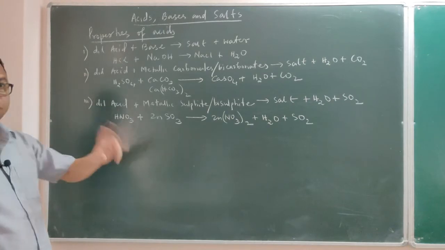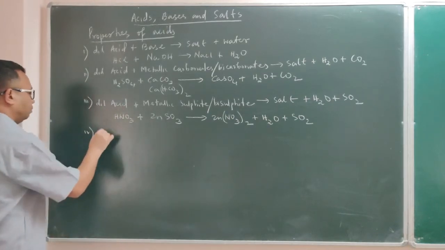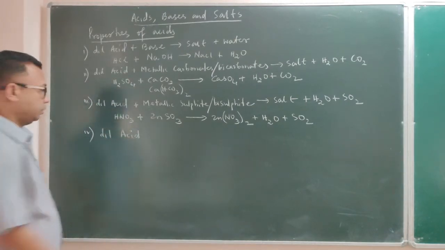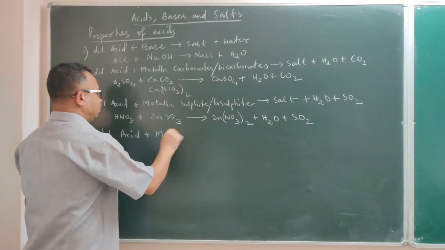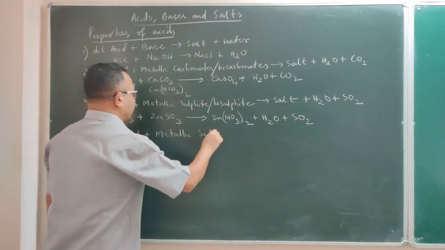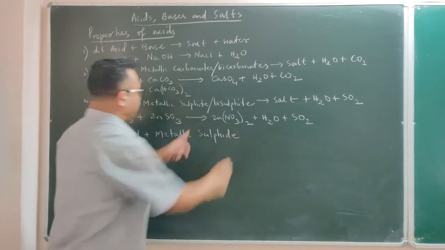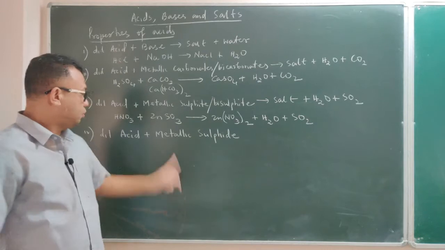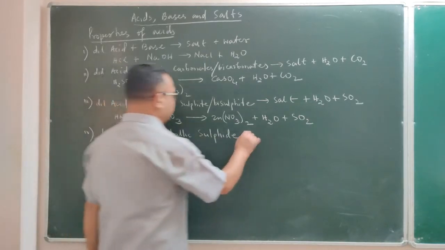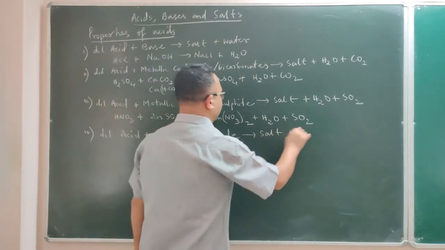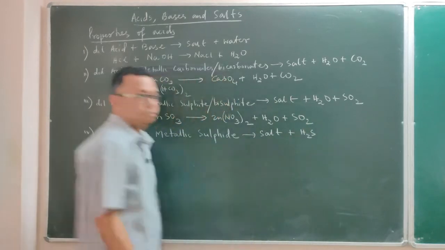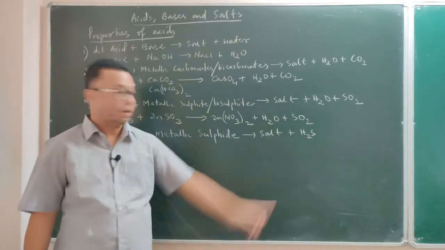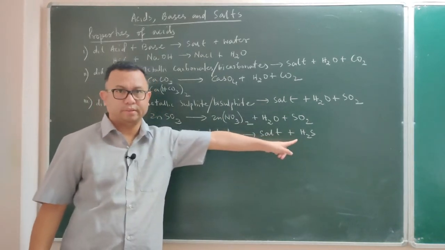1, 2, 3, 2 more. The fourth one, dilute acid reacts with a metallic sulfide. Yeah, that was sulfite, ITE, SO3. This is sulfide, S. So metallic sulfide to give you a salt and H2S gas. There is no water here. Almost in all reaction I wrote water, but this is a reaction where water is not produced. In fact, a gas is produced, H2S, hydrogen sulfide gas.